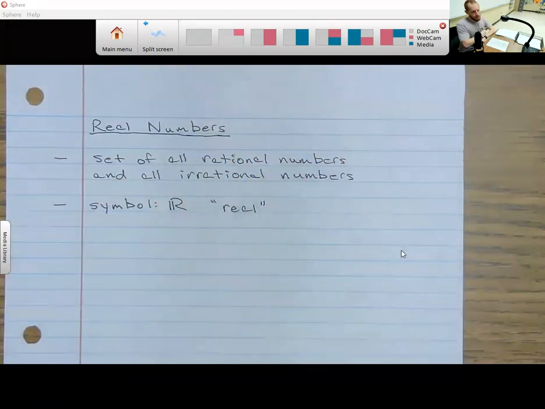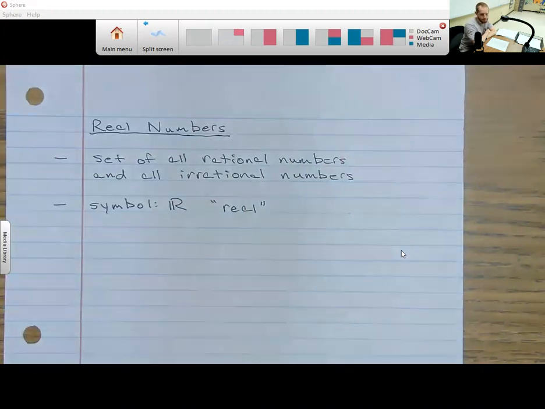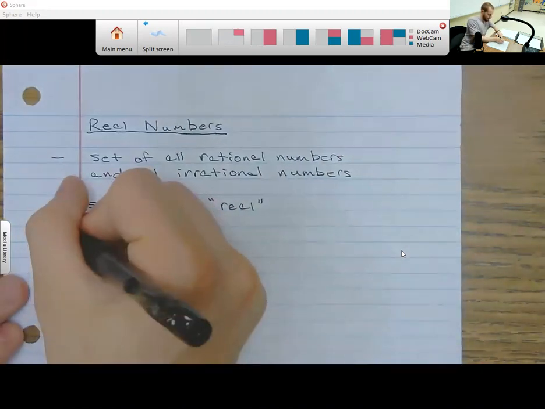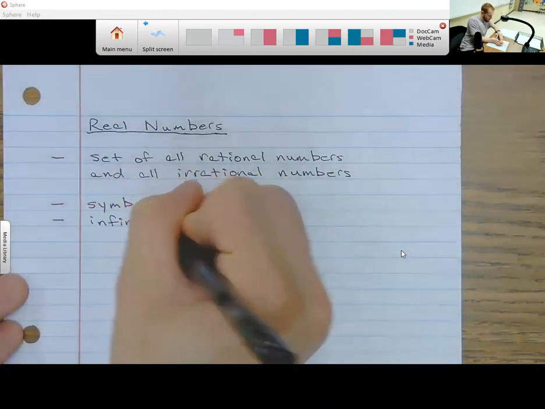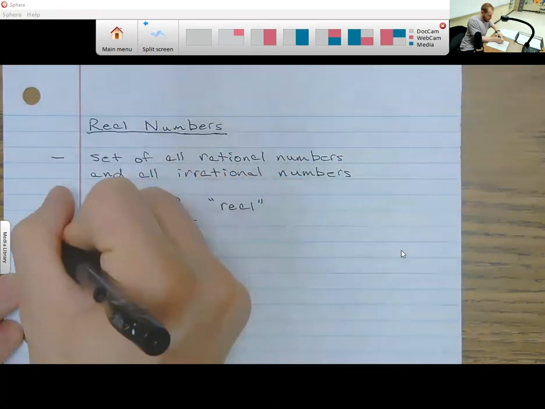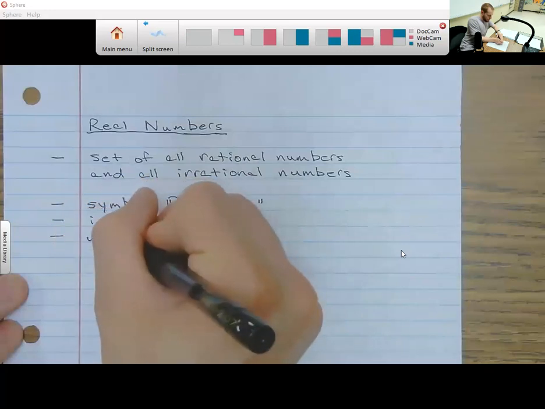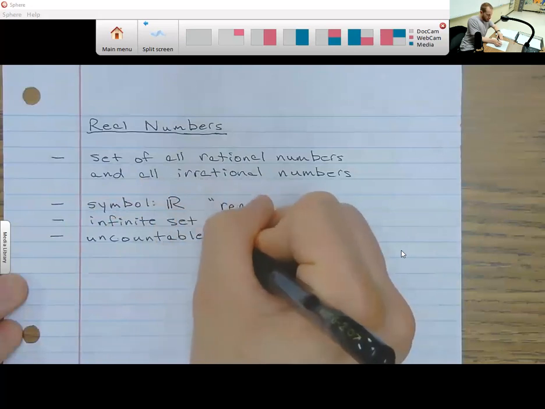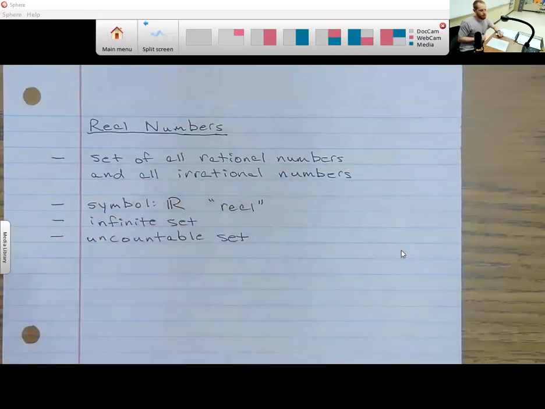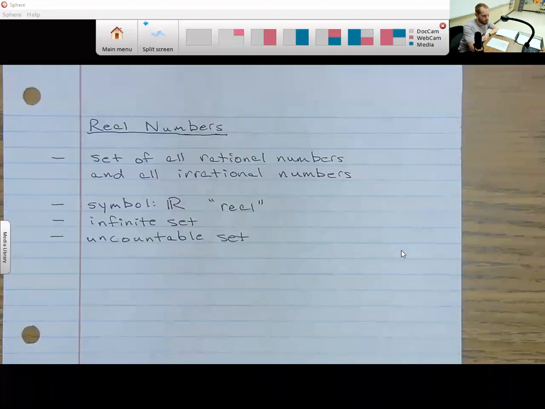Okay. This is an infinite set. As usual, all these sets are going to be infinite sets, right? But it's also uncountable. It's also an uncountable set because there's no way to list all the real numbers in a sequence.